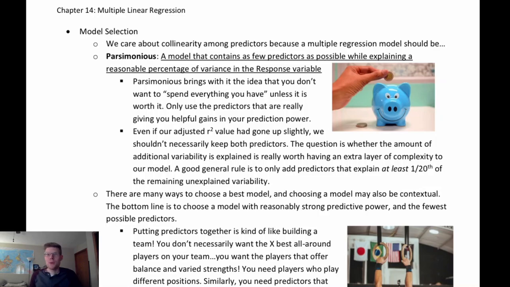So one principle that I think is important, it's not always a priority, but in many cases it's a good priority, and that is building what we call a parsimonious model. This word parsimonious means not to spend all you have. It means to be very frugal about what you're spending. And we use that in terms of model selection because we don't necessarily want to use all the predictors that we can think of and put them in a model.